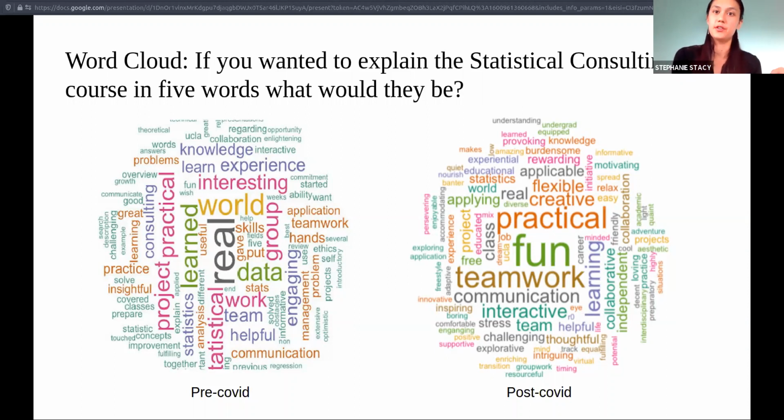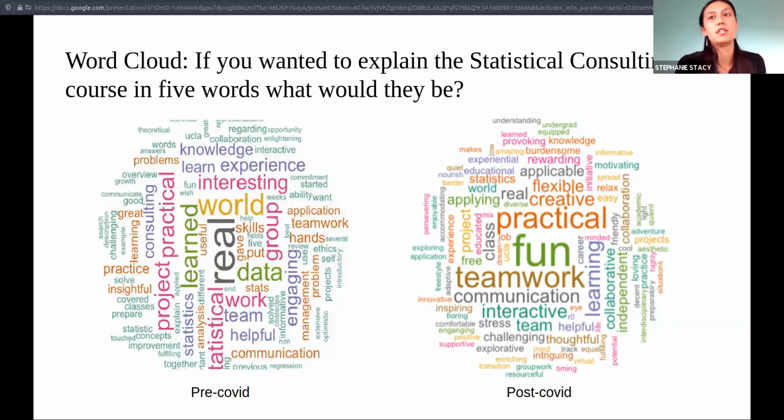You see on the left the pre-COVID, and on the right the post-COVID. The size of the word corresponds to the frequency of occurrence in those responses. You can see some of the similarities and differences between these word clouds. They both seem to have this aspect of the course being a very practical, real world learning experience. And that is very much intentional in the objectives and the structure of the course.